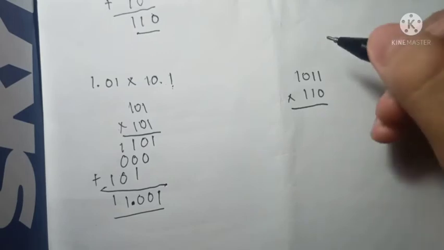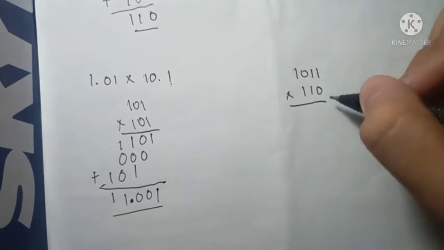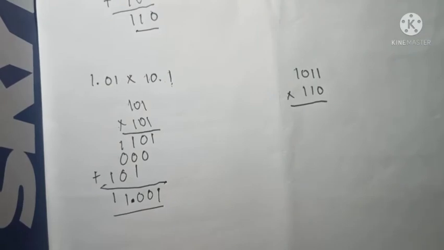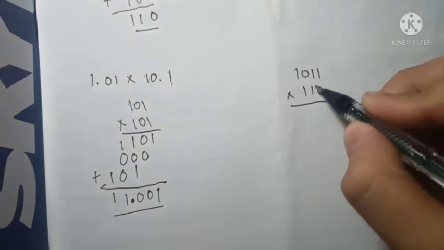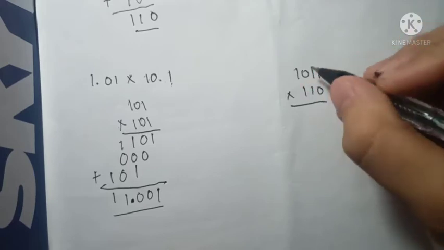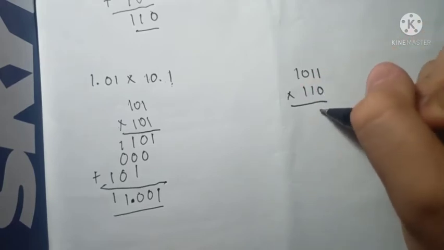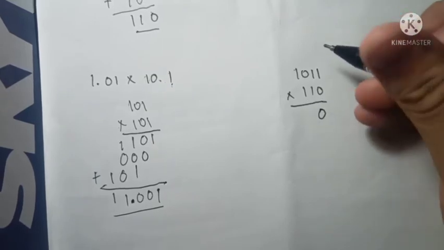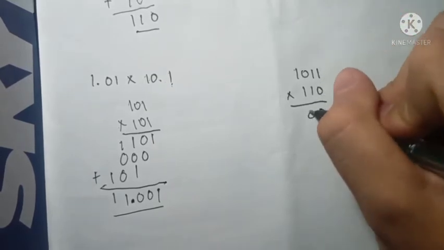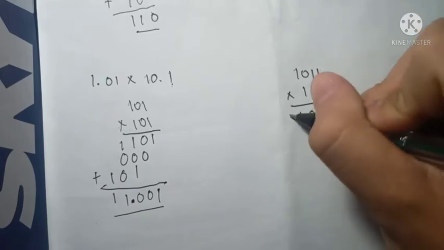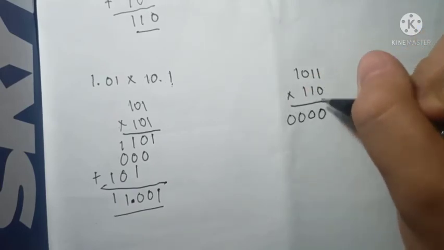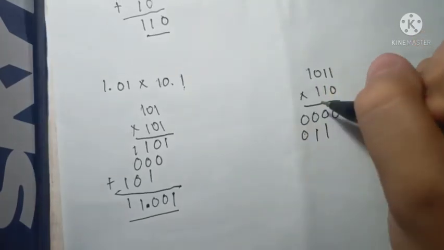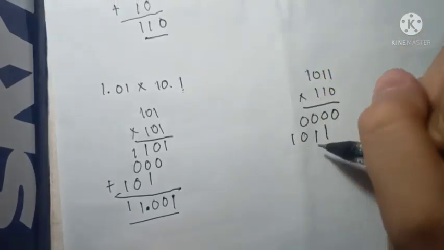So next problem. 1011 times 110. 0 times 1, 0, because anything multiplied with 0 is equal to 0. 0, 0, 0. 1 times 1, 1. 1 times 1, 1. 1 times 0, 0. 1 times 1, 1.